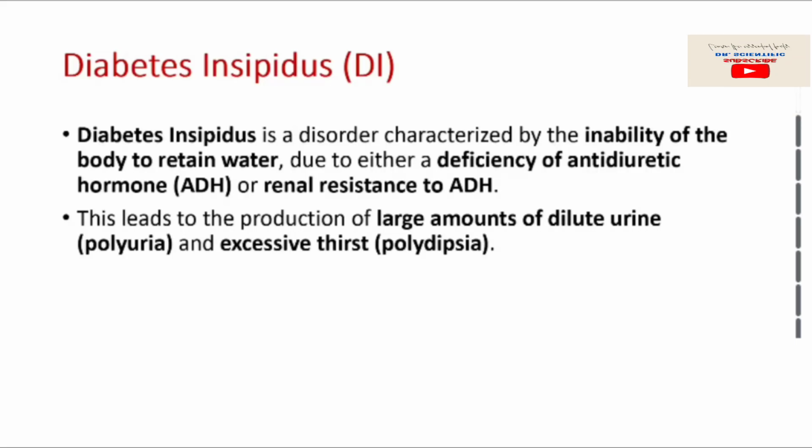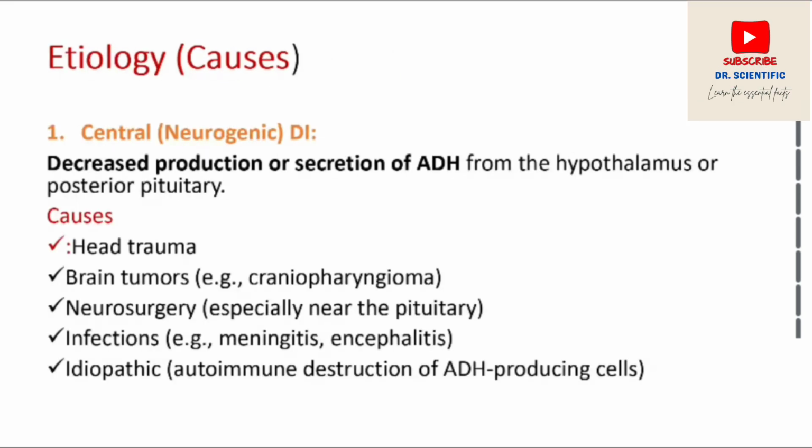Let's continue. We have causes of this, that is etiology. We have causes of DI. Okay, these causes are based on the type of DI. We have 4 types of DI, but the ones that we have indicated in the slides are 2 because they are major ones. We have central DI, then we have nephrogenic DI.